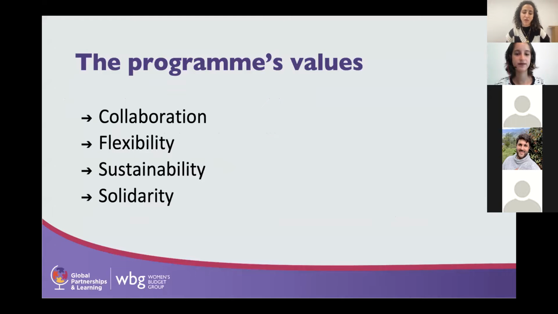So a big part of our work in the beginning was reflecting on how we can make our program compatible with our ambitions to decolonize, to shift power, and to be anti-racist. So we have committed to working based on principles of collaboration, of flexibility, of sustainability, and solidarity with our partner organizations.